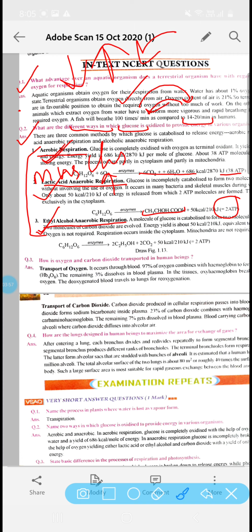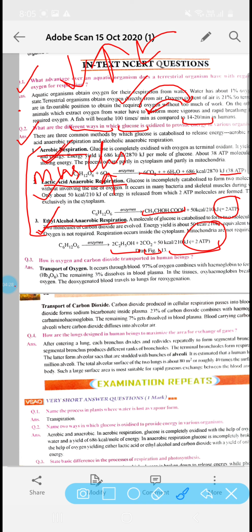Now come to the third method, that is, in the absence of oxygen, how does the respiration occur, how does the pyruvic acid break down? In the absence of oxygen, the pyruvic acid breaks down into ethyl alcohol, carbon dioxide, and again energy. Energy over here is again very less, that is 2 ATP. So these are the 3 methods by which glucose is broken down.